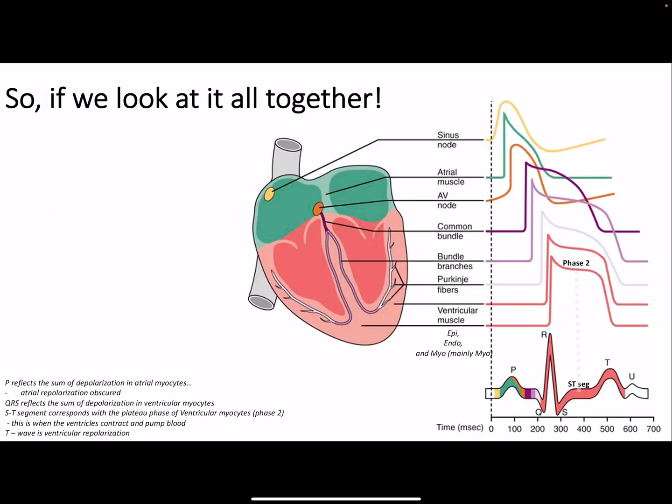And so, if we put it all together, you notice this is our pacemaker cell, the SA node. This is yellow. And what do you know? Yellow is flat. What do you know for green? Atrial muscle. Boom. We get an upward deflection. What do you notice for the ventricular muscle? Boom. We get an upward deflection and another upward deflection for the repolarization.